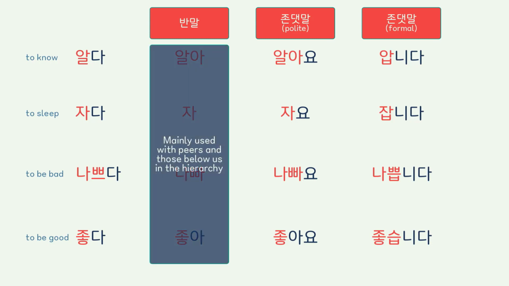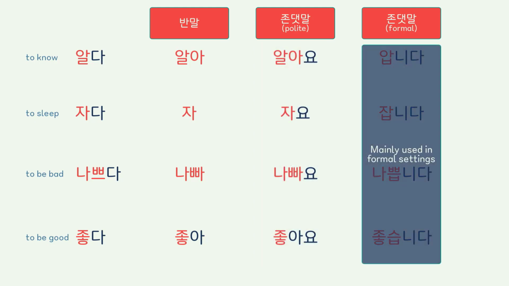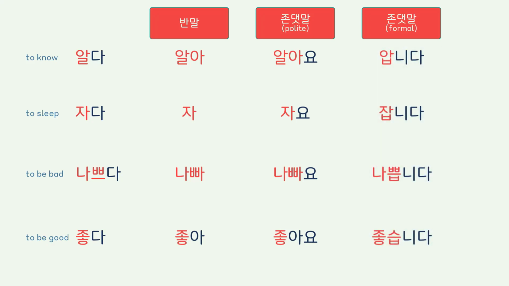We generally use casual language with our peers or when we're talking down to people. And the polite form is what we use the most in everyday situations. When we meet people for the first time, when we talk to older family members, and when we're out shopping, ordering food in restaurants, or buying tickets at the cinema, we can use the polite form. So this is the most commonly used verb form. Lastly, we have the formal form, and we use the formal form in very formal settings. A good example is the workplace. Okay, so these are the three standard forms of verbs and descriptive verbs and how they're used.